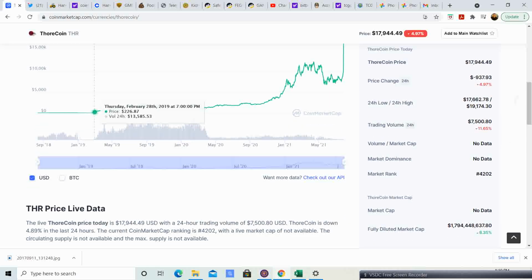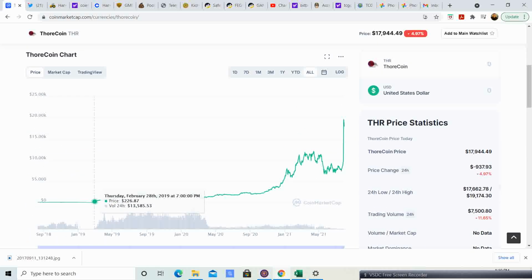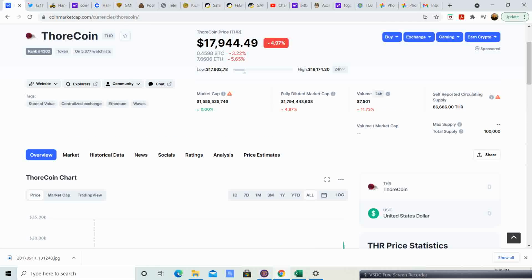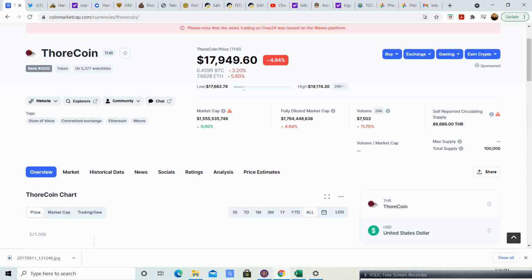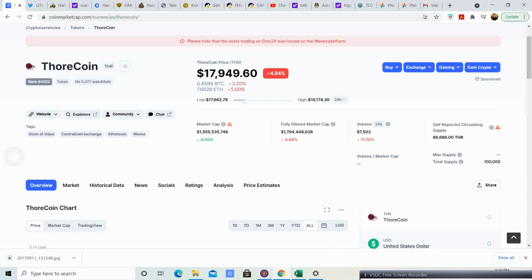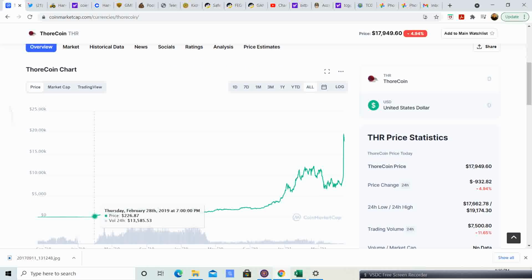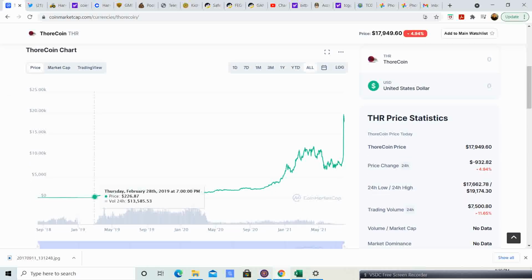$200. Now, let's see how much market supply this has. This has 86,000. Now, granted, that one has about 6 times the amount, but even if you divide this, that is over $1,000 a coin. That is at least 5 times your money. Okay, and Thorcoin is not even on Coinbase, so keep that in mind. Thorcoin is almost at $18,000, and I'm so mad. I could have got that thing for $200.